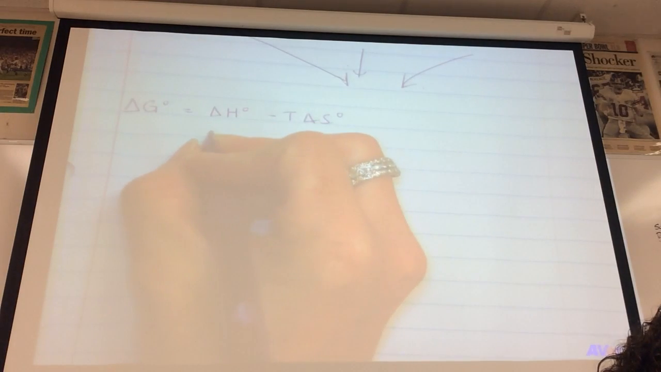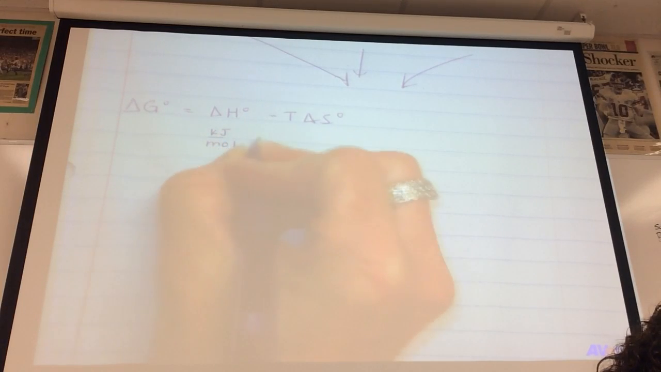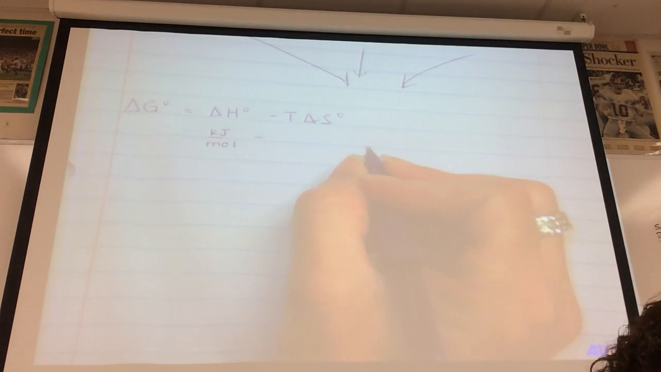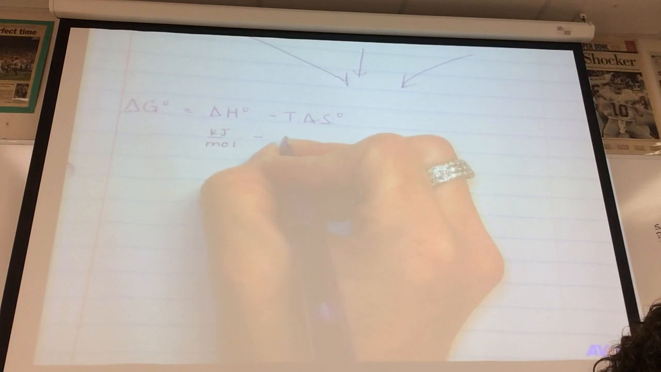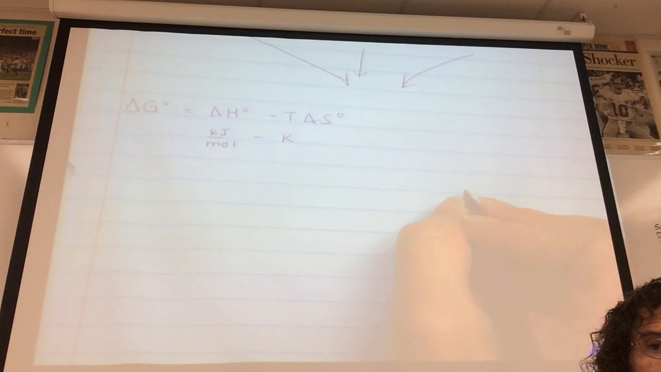Delta H will be in kilojoules per mole or kilojoules. Temperature must be in Kelvin. You most likely will be given degrees Celsius. You will need to convert to Kelvin by adding 273.15.